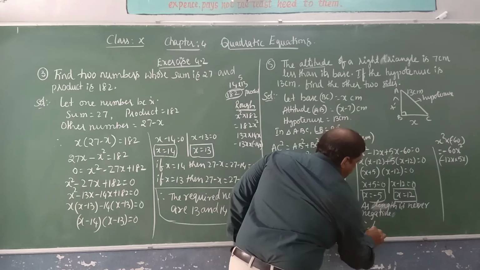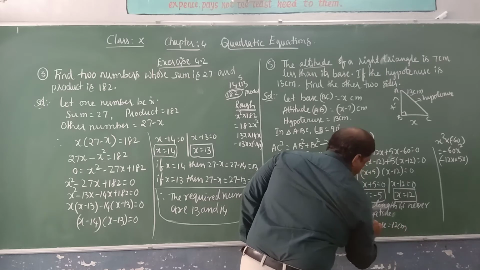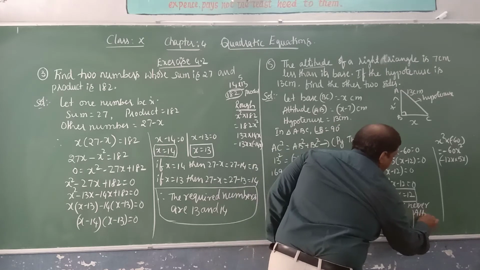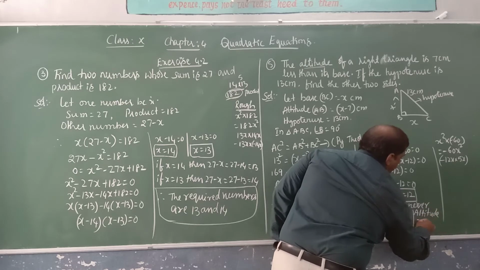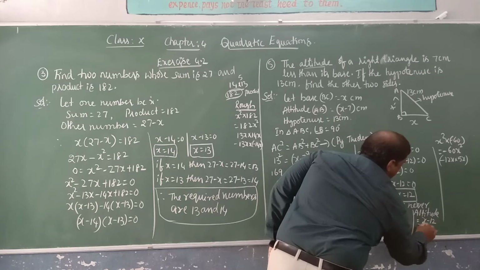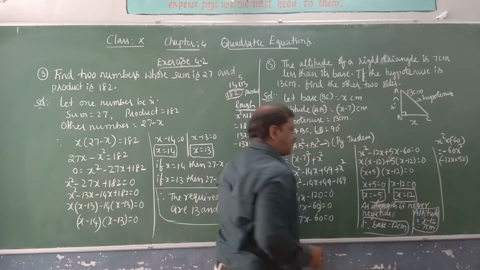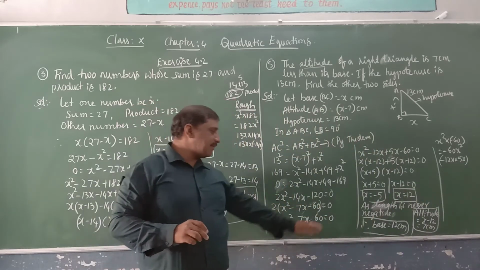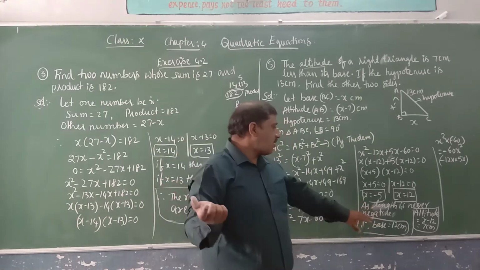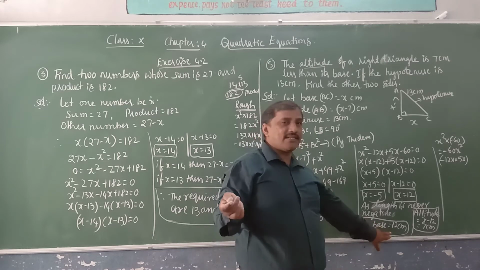Therefore, base is equal to x, that is 12 centimeters. Now, what is altitude? Altitude is equal to x minus 7. That is x minus 12, which is equal to 7 centimeters. Now altitude is equal to 7 centimeters and base is equal to 12 centimeters. You can verify. So altitude is 7 centimeters, which is less than the base.